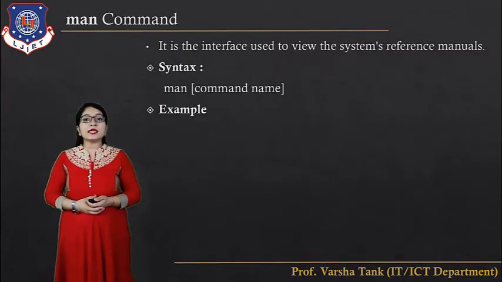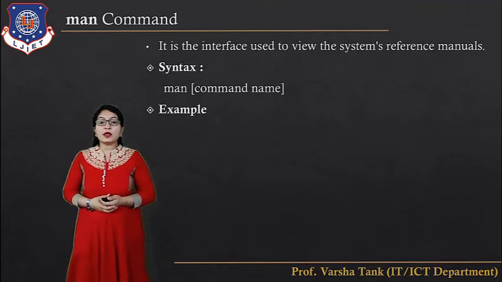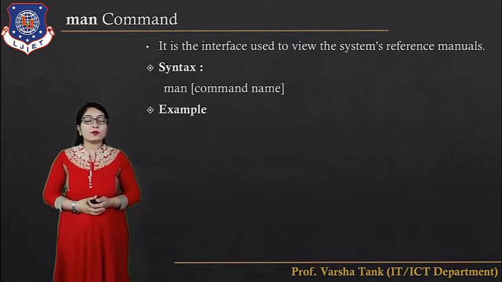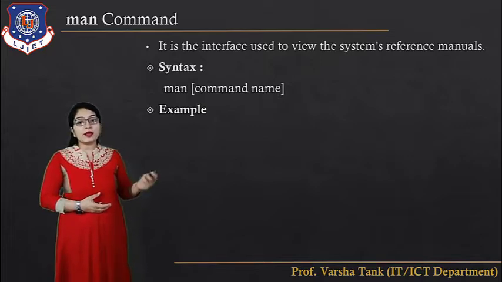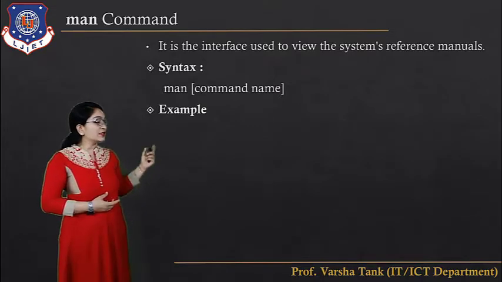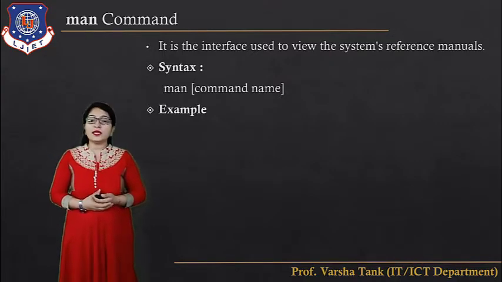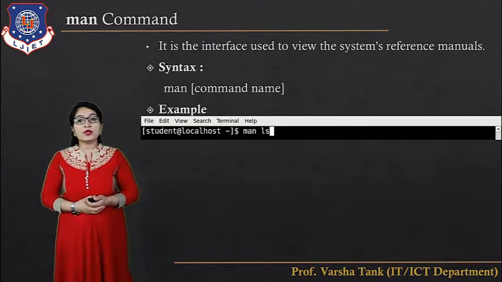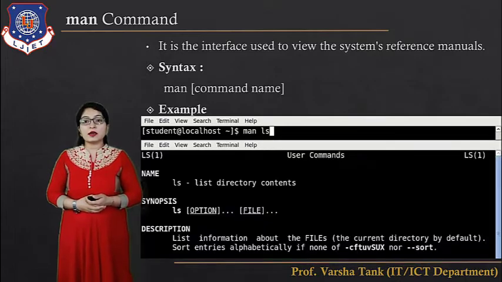The man command is the interface used to view the system's reference manuals. That means for any command, if you want any type of information, you can just use the man command to get information about that command. The syntax here is man, and in brackets you write the command name. For example, suppose you are writing man ls. It will display all the information about the ls command.